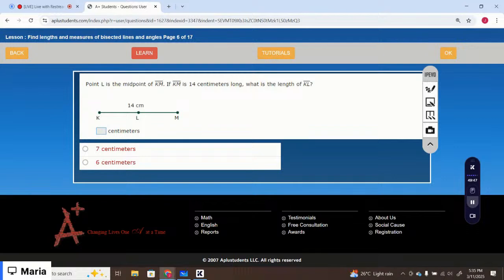Point L is the midpoint of KM. If KM is 14 centimeters long, what is the length of KL? 7 centimeters. Option number one is the correct option.